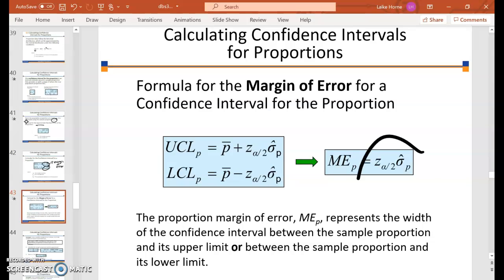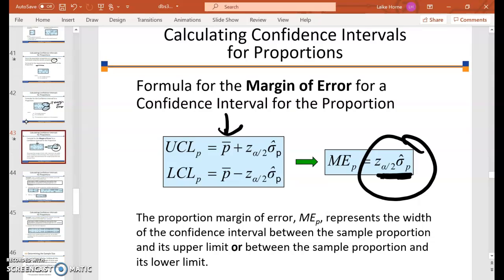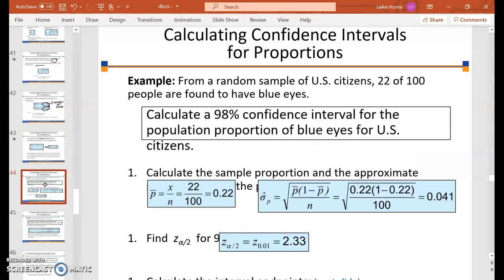So here's the formula for the margin of error. That formula, when you multiply these together, gives you the width of your confidence interval, what you need to add and subtract from your sample proportion. And remember, for T and for Z, for the normal distribution and for the T distribution, we could calculate the margin of error in Excel. So that does save time when you're able to do that.